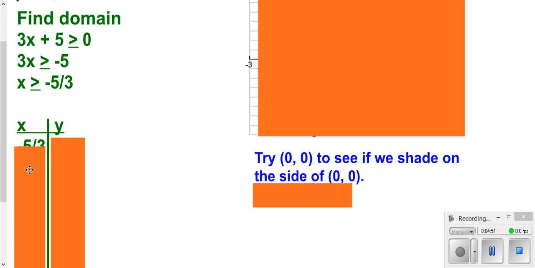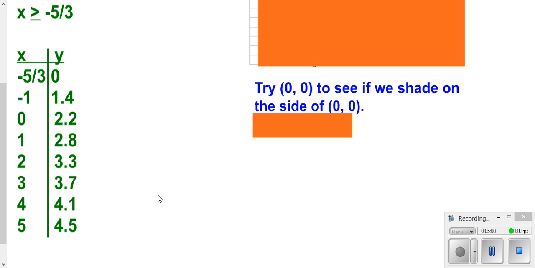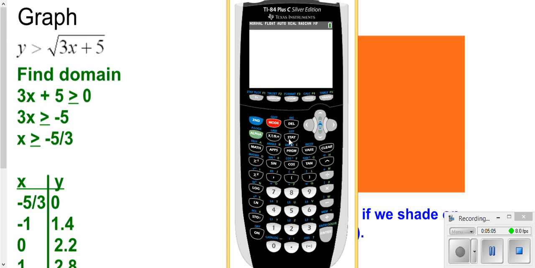So then we're going to make a t-chart, starting at negative 5/3, and then just drawing the nice normal numbers above that. Then we could go ahead and plug those in, and we would get this. Now remember, we could go ahead and plug that into our y equals, and just go ahead and look at our table. Oh, I messed that up. Sorry about that. So we have it inputted correctly. Then we can go ahead and look at our table set.